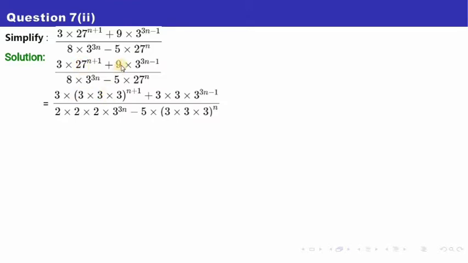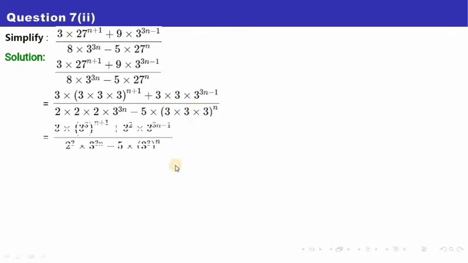9 also can be factorized. It can be written as 3 into 3, isn't it? 3 into 3 is 9. So this 3 cannot be factorized, so it's kept as it is. This 8 can be factorized and it is written as 2 into 2 into 2. 5 cannot be factorized, 27 can be factorized, and this is again 3 into 3 into 3.